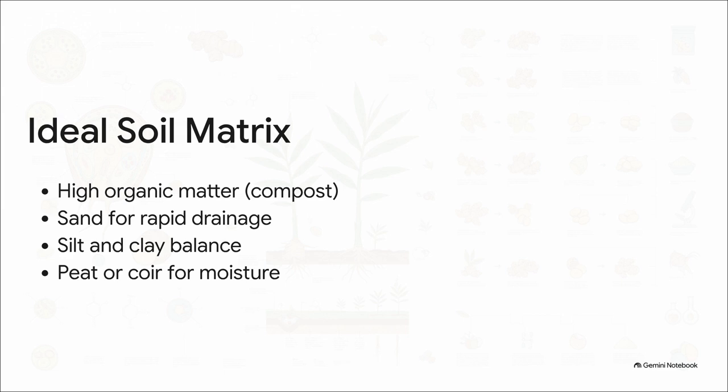So the soil matrix requires incredibly complex engineering. You need high organic matter, like vermicompost, for the heavy feeding, but it has to be aggressively balanced with sand for rapid water drainage. Then you calculate the perfect ratio of silt and clay, paired with peat or coconut coir, just to retain a thin film of moisture. It is a highly precise balancing act between aeration and hydration.